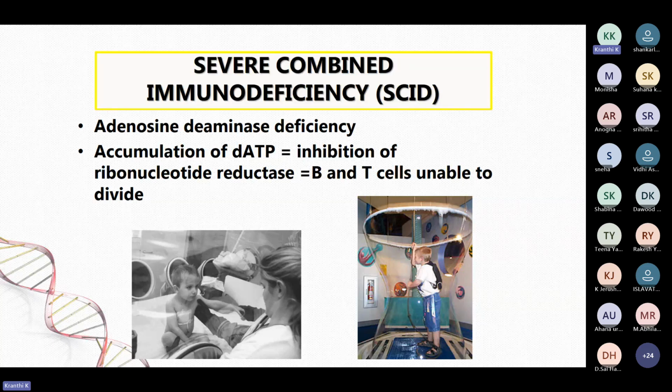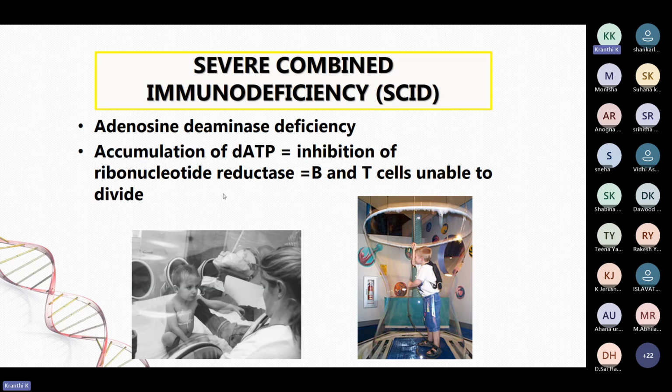But there is a problem here. In some children, maybe it's a hereditary severe combined immunodeficiency syndrome. Severe combined immunodeficiency means adenosine deaminase deficiency will be there. Accumulation of dATP, inhibition of ribonucleotide reductase, equal to B and T cells unable to divide. So because of this adenosine deaminase deficiency, what happens? The child cannot proliferate, or cannot manufacture, the B cells and T cells. The B cells and T cells will not be produced in his body.